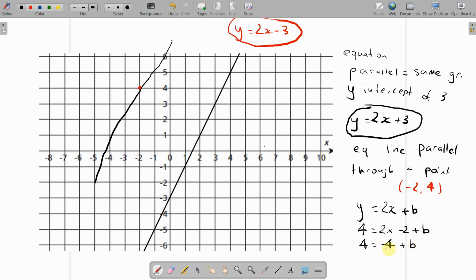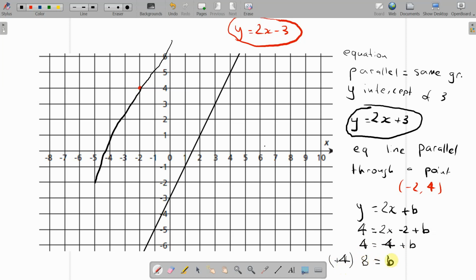Now we're getting closer, but now we have to get rid of this -4 from here. So we're going to add 4, plus 4. That'll get rid of the -4 there. So 4 plus 4 is 8. And -4 plus 4 is nothing. And what's left is b. Our b is our 8.